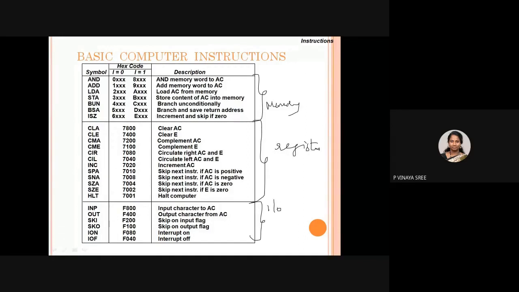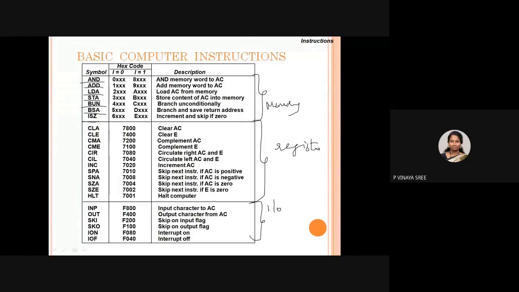So here we have AND, ADD, LDA is load, STA is store, BUN is branch unconditionally, BSA is branch and save return address, ISZ is increment and skip if zero. These are some of the operations that we will be performing in memory reference instructions: adding, loading, storing, branch unconditionally, branch and save return address, increment and skip if zero. These are some of the operations performed in a memory reference instruction.